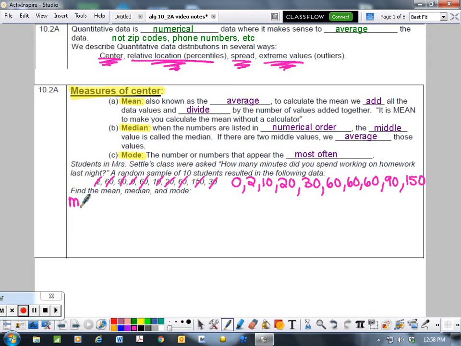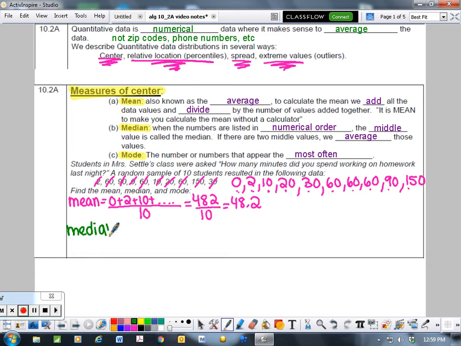So for our mean, we're going to add them all up. So 0 plus 2 plus 10 plus so on and so forth. And then we're going to divide by the amount of numbers that we had. We should have 10 numbers because we took a random sample of 10 students. So we're going to add those all up, and what do we get? 2 plus 10 plus 20 plus 30 plus 60, 60 and 60, and 90 and 150. And so we get 482 divided by 10, which means that the students spent an average of 48.2 minutes on homework last night. Does that mean everyone spent that much? No. Obviously, we can look at the individual data points, but on average, when we average those out, that's what we get.